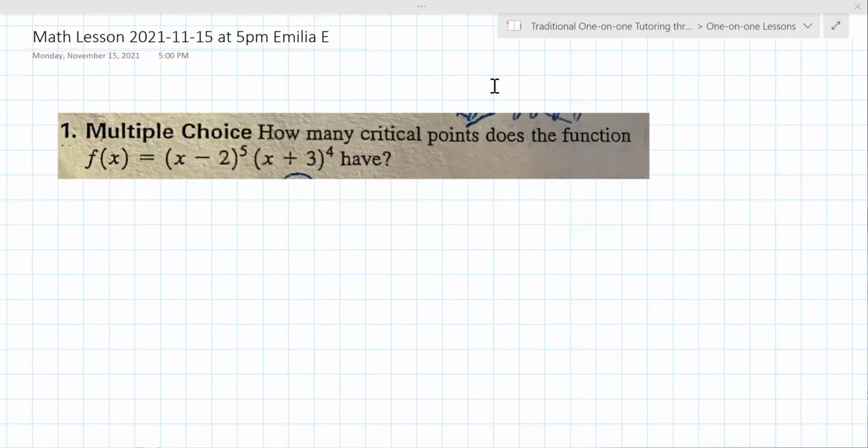...which asks how many critical points does the function have? And a critical point is where the derivative equals 0. So it doesn't matter what we choose, we're going to have to take a derivative to determine that.